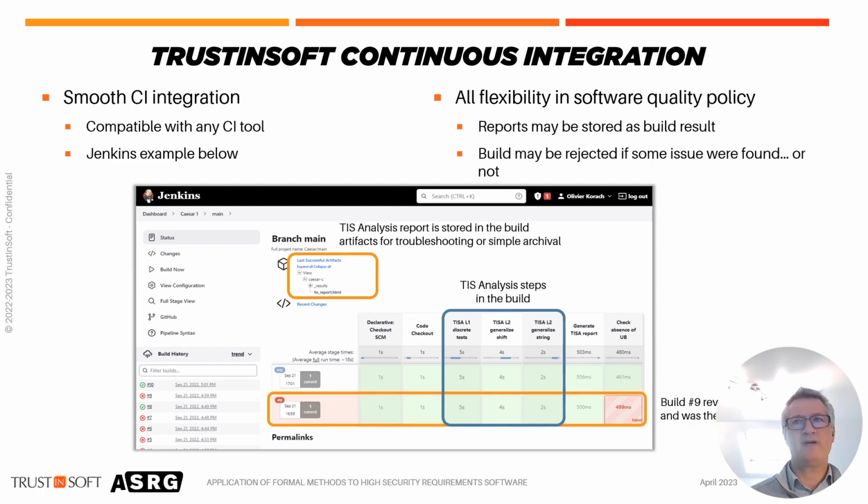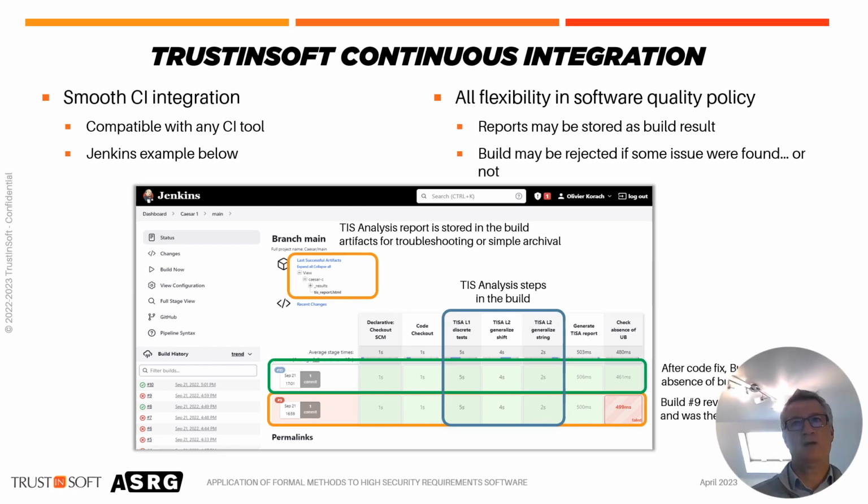And finally, you can adapt your CI process and take a decision in the CI based on the result of the analysis. In that particular case, you have build number 9 where the code was analyzed, and at the end, a check on the absence of undefined behavior is negative. Some undefined behavior was detected, so you can take the decision to fail the build and reject the code. And then when you rerun after the fix, which is the case of build number 10, you can see that the check is positive, and therefore you can proceed and release the code if it's functionally ready.